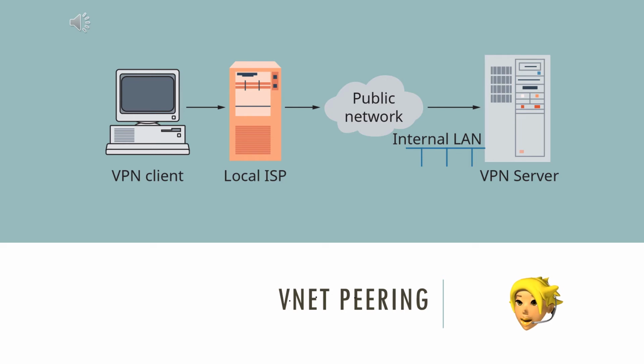VNet peering, virtual network peering. Virtual network peering enables you to seamlessly connect two or more virtual networks in Azure. The virtual networks appear as one for connectivity purposes. The traffic between virtual machines in peered virtual networks uses the Microsoft backbone infrastructure. Like traffic between virtual machines in the same network, traffic is routed through the Microsoft private network.